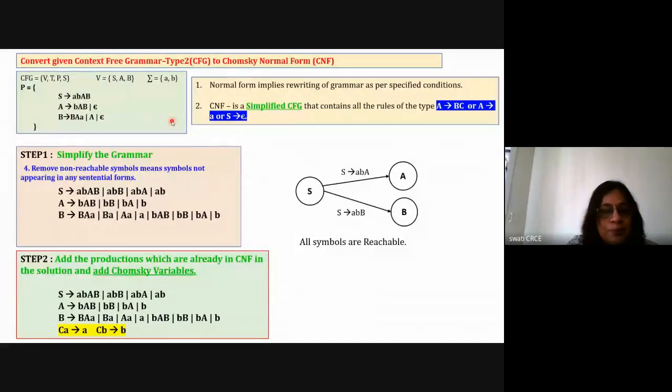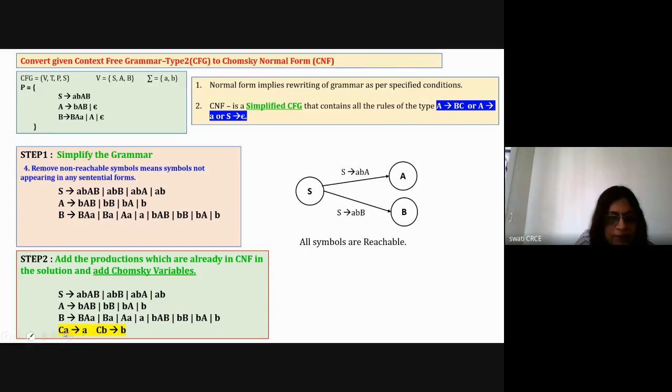Now in step 2, what I'm going to do is introduce two Chomsky variables. See, this is a trick that I have tried, and I have used many ways to solve the problem. Okay, so I have identified that if I introduce two Chomsky variables in the beginning, then when I solve the problem, the conversion becomes very easy. So this is the technique that I'm going to use always. I'm going to introduce two variables always.